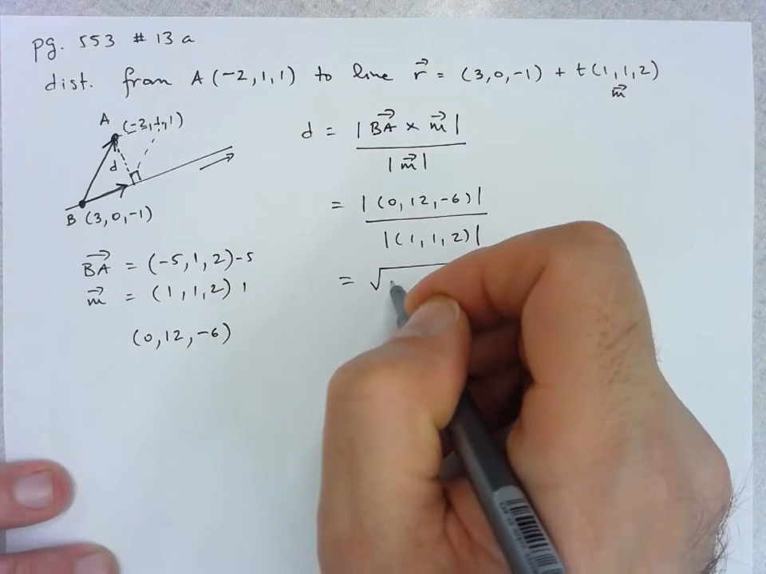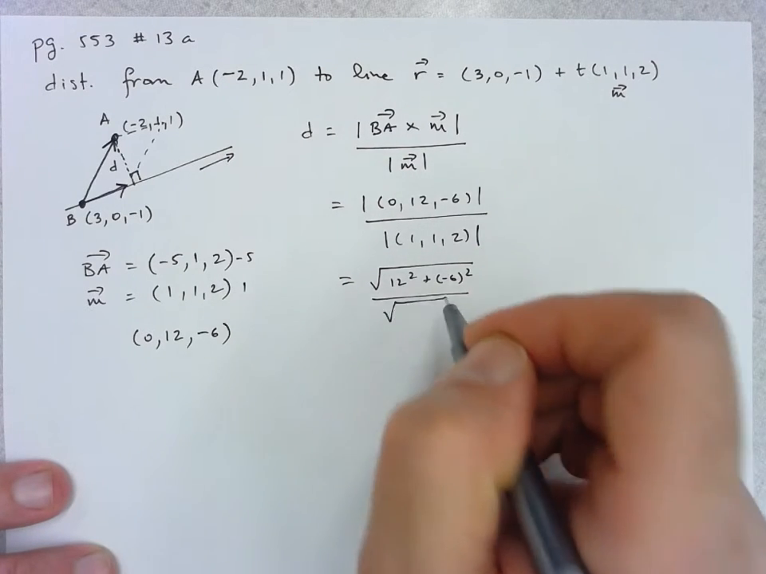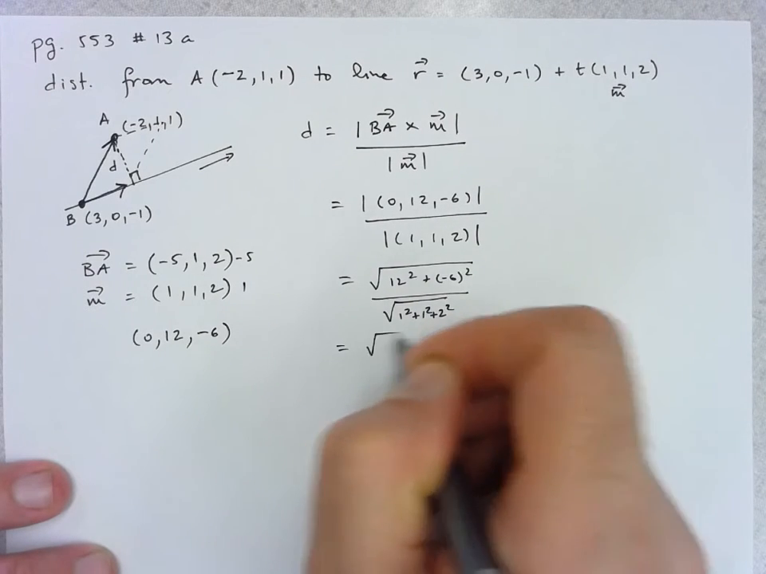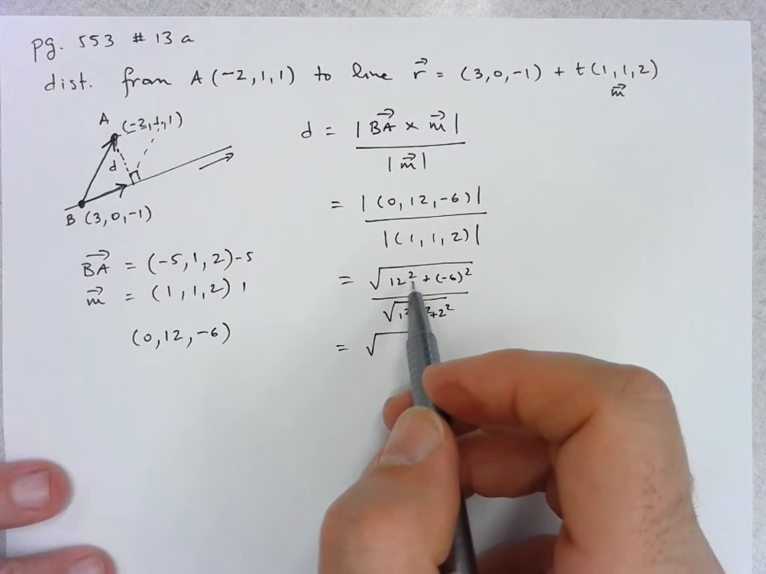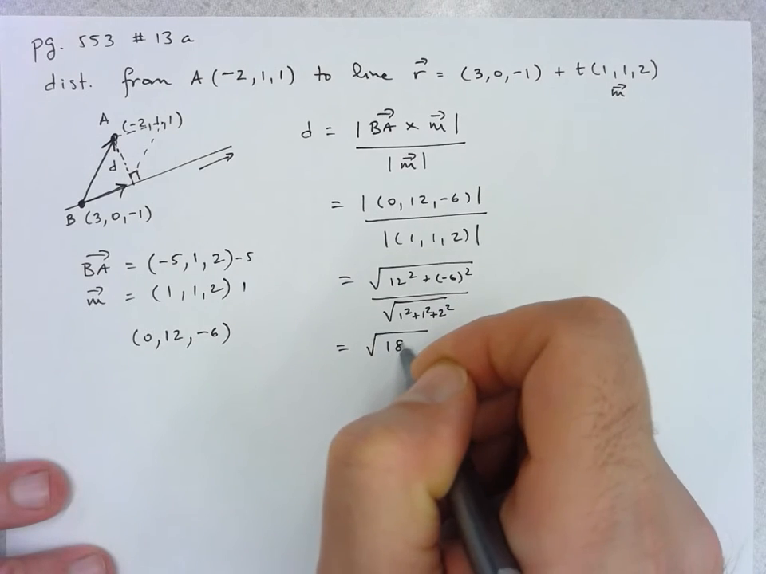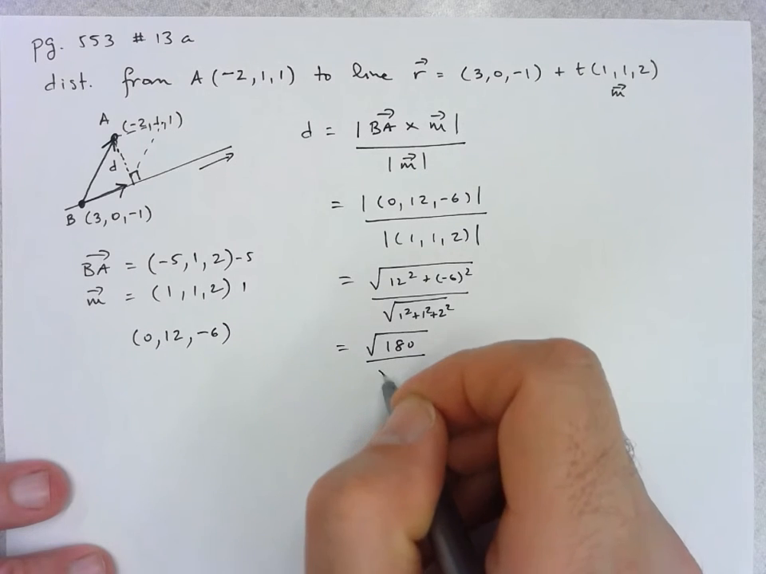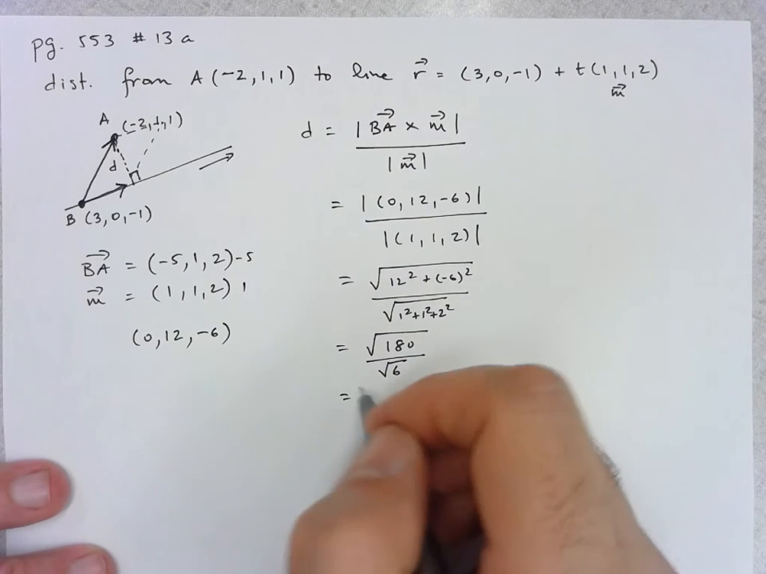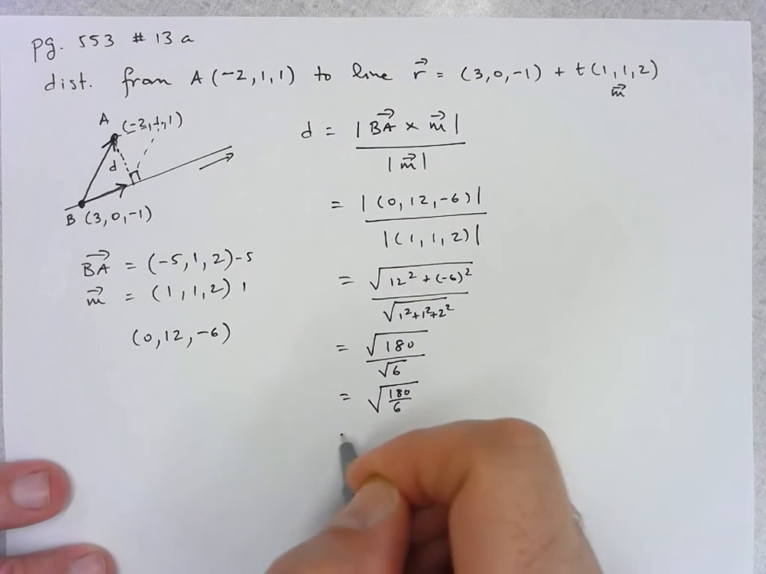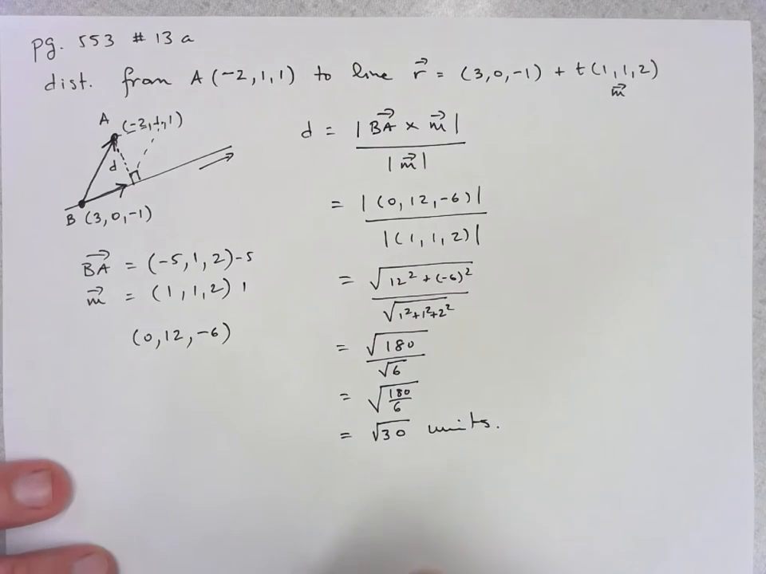So what do we have here? We have 0 squared plus 12 squared plus negative 6 squared over 1 squared plus 1 squared plus 2 squared. So what do we have here? We have 144 plus 36, that's 180, over 1 plus 1 plus 4, which is 6, so the square root of 6. And here I can take these under the same square root, by property of radicals. So here we just have square root of 30 units. And there you have it.